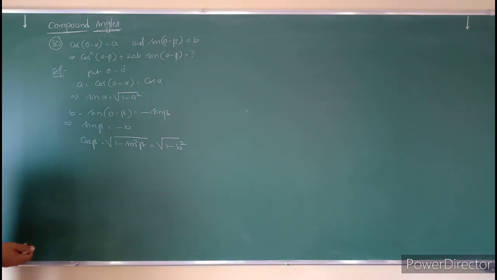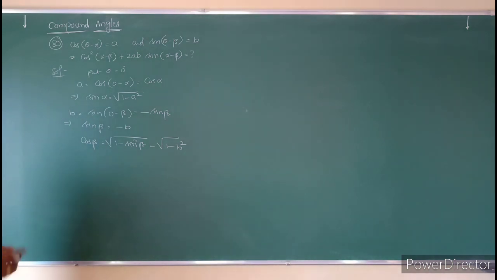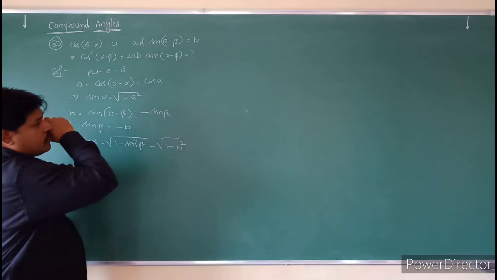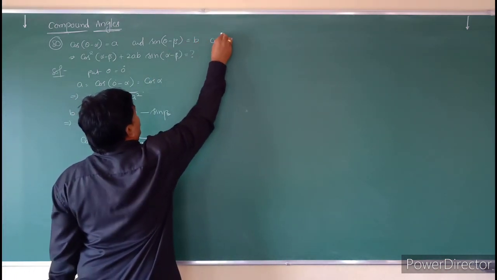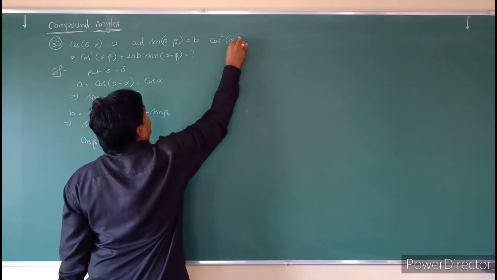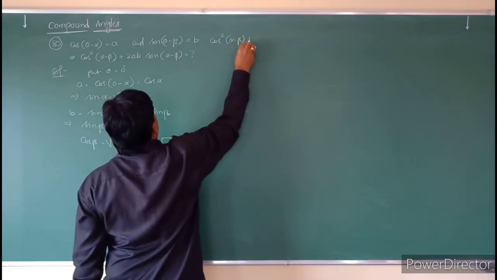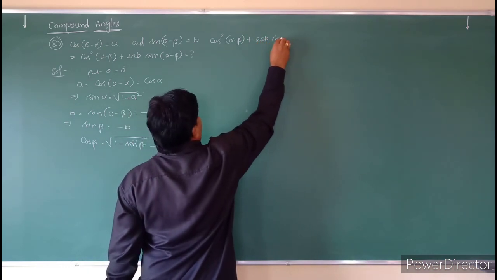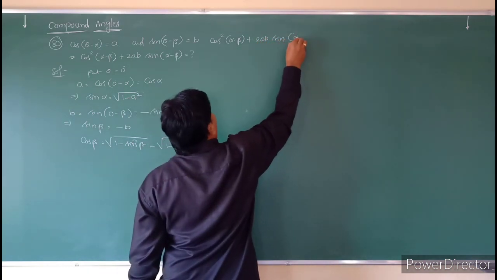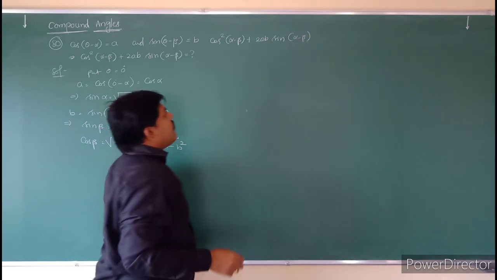Sir, why are you calculating all these? We are substituting in the given question. What is the question? See that, what are they asking? They are asking for the value of cos square of (alpha minus beta) plus 2ab into sin of (alpha minus beta).